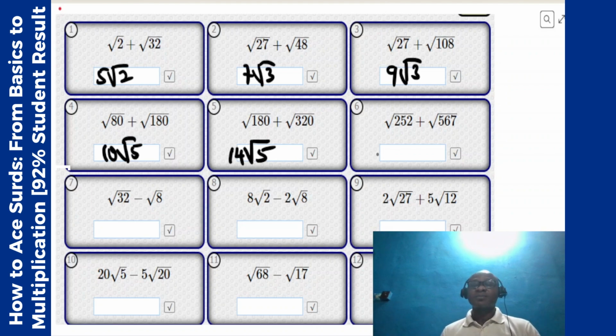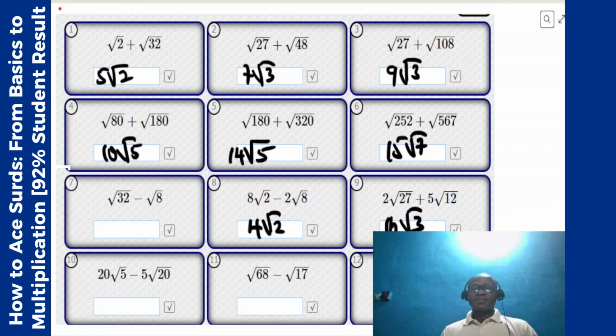Number 6, 15 square root 7. Number 7, I don't do number 7. Okay, did you do number 8? Yeah. What did you get? I got 4 square root 2. Number 9. I got 16 square root 3. Number 10. I got 10 square root 5.